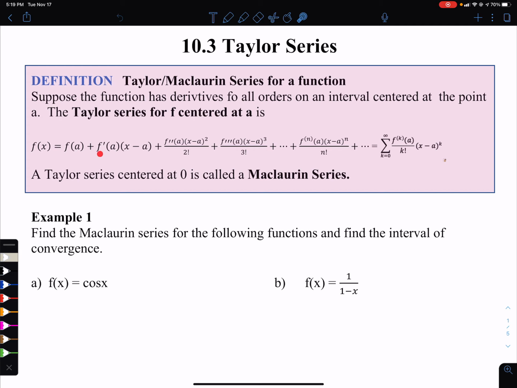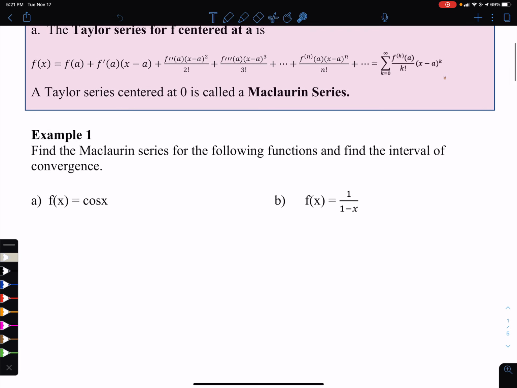Right here, you should be comfortable with summation notation. If not, you need to spend some time thinking about that. Now here's a definition for you. This is a form of a Taylor series. If your center is at 0, in other words, if a is 0, it has a specific name, and that specific name is a Maclaurin series. So if you hear Maclaurin series, it just implies that the center is at 0.